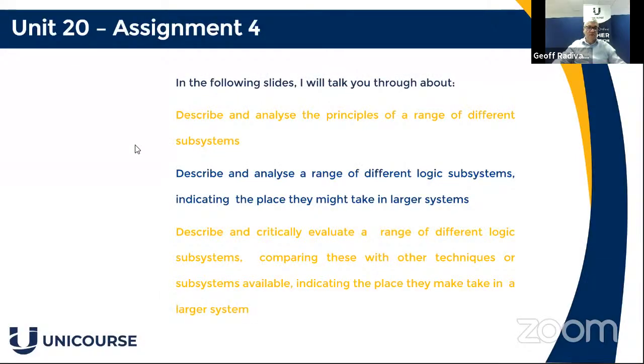So let's look at Unit 20. Let's look at the Assignment 4. Let's look holistically at what the assignment's about, and then let's drill down and look at individual areas within this assignment. We're going to analyze the principles of a range of subsystems. We're going to look at how they work in larger systems, and we're going to critically evaluate them for the final part of this assignment.